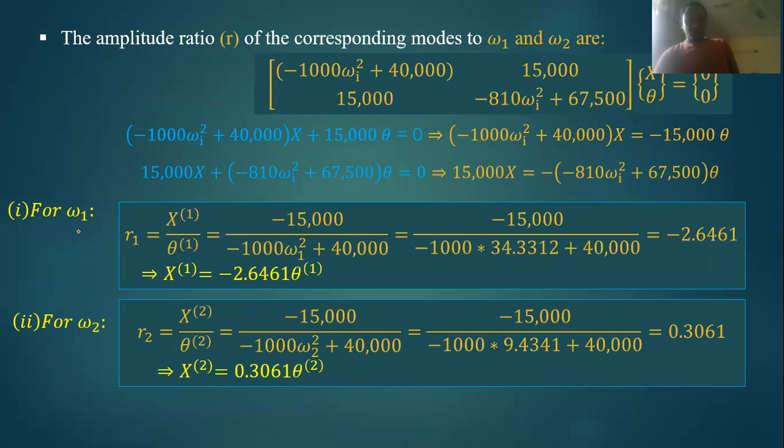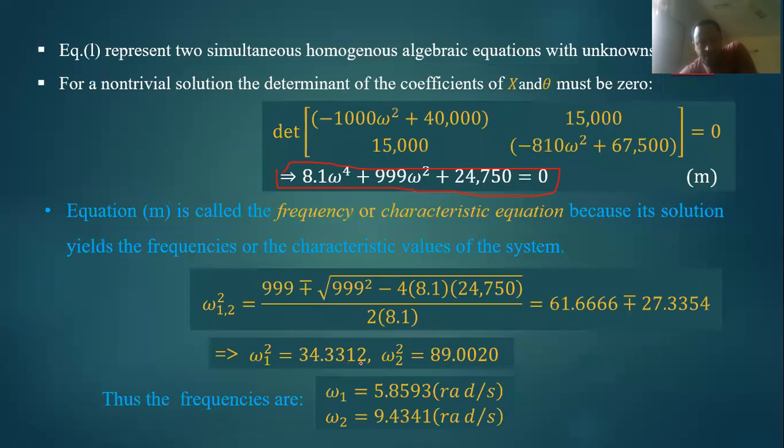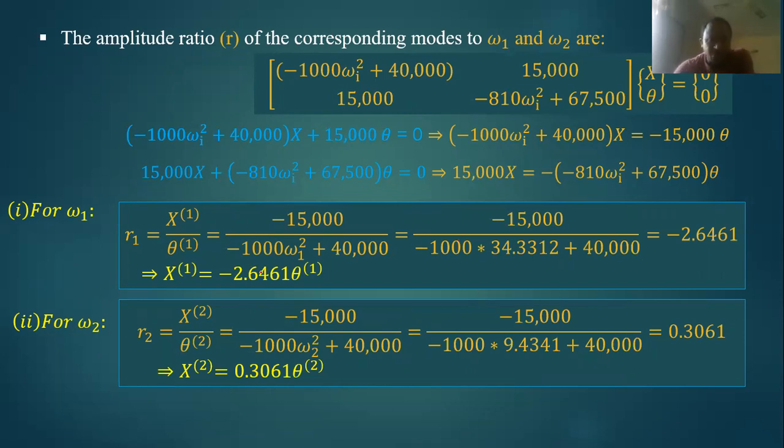So for omega1, the amplitude ratio, which equals x over theta, gives us minus 2.6461. Just substituting the omega 1 value. Omega 1 square is 36 point something, omega 2 square is 89 point something. So substituting 34.33, finally we get minus 2.6461 as R1.